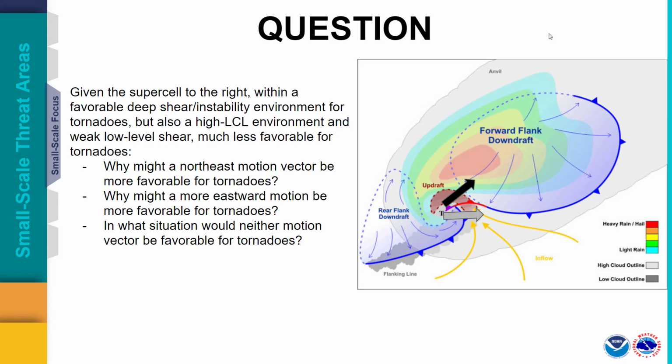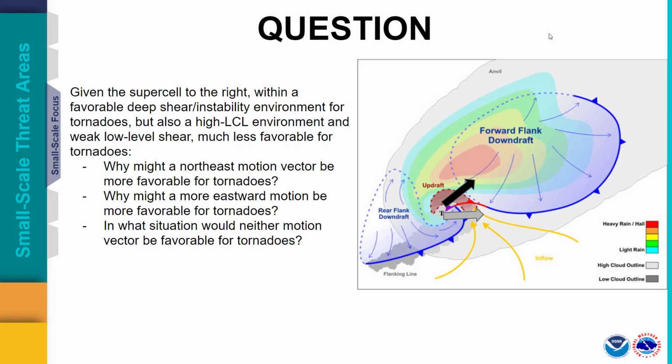Given the supercell image to the right, within a favorable deep shear instability environment for supercell and tornadoes, but also a high LCL environment and weak low-level shear, which would be much less favorable for tornadoes, why might a northeast motion vector shown in black be more favorable for tornadoes? And why might a more eastward motion be more favorable for tornadoes? And finally, in what situation would neither motion vector be favorable for tornadoes?